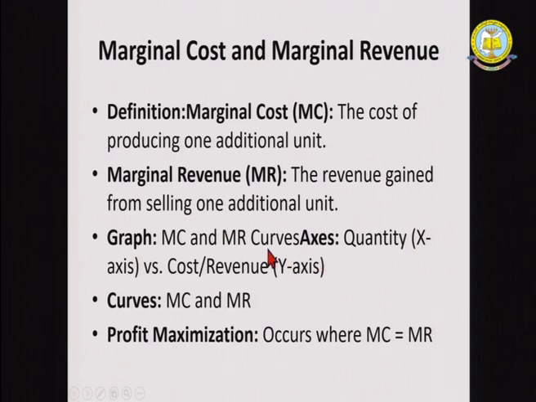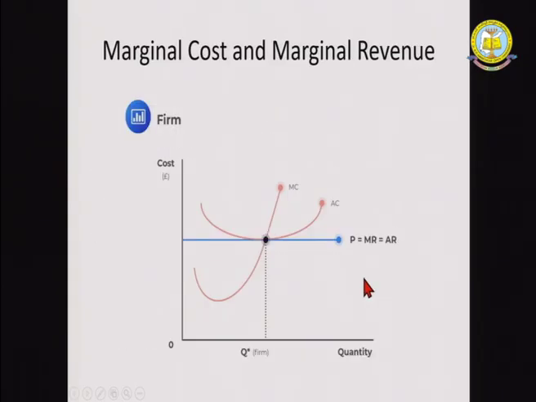On the x-axis we will plot the quantity, and on the y-axis we will plot the revenue and cost, and the curves are the marginal cost curve and the marginal revenue curve. Now, profit is highest when additional cost is equal to additional revenue. This is the equation. You can take it for your examination. Marginal cost is equal to marginal revenue. When you achieve this point, you can say that the firm is at its optimum level of operation.